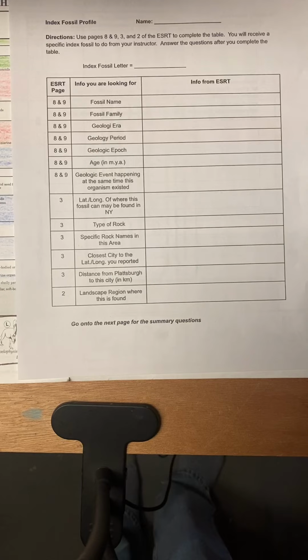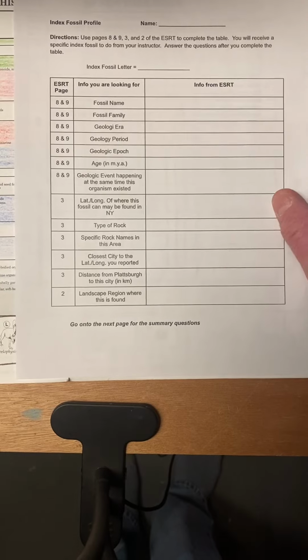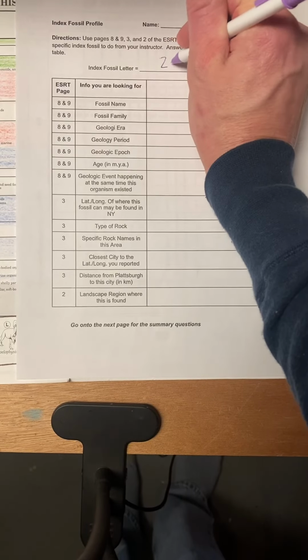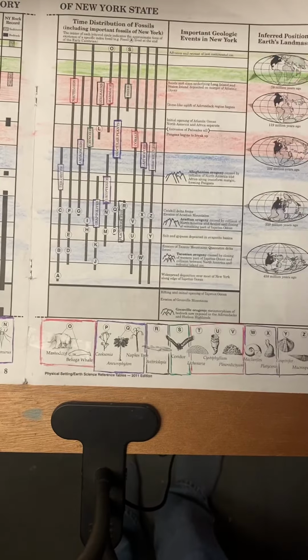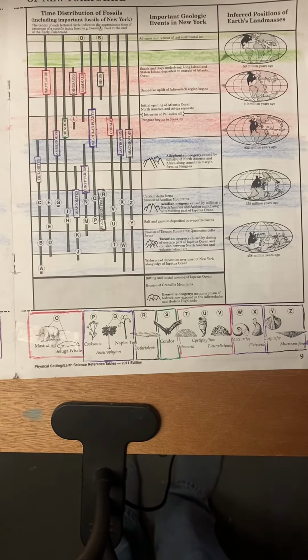All right, this is a quick video showing you how to do this index fossil profile assignment. You're going to start off with an individual letter. So each student gets a different letter. I'm going to do letter Z. Okay, and so that letter Z corresponds to this index fossil on the reference table.